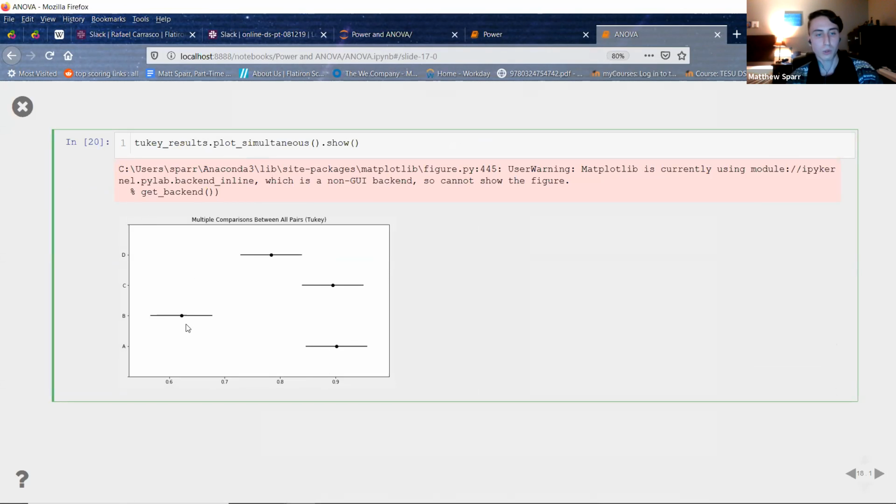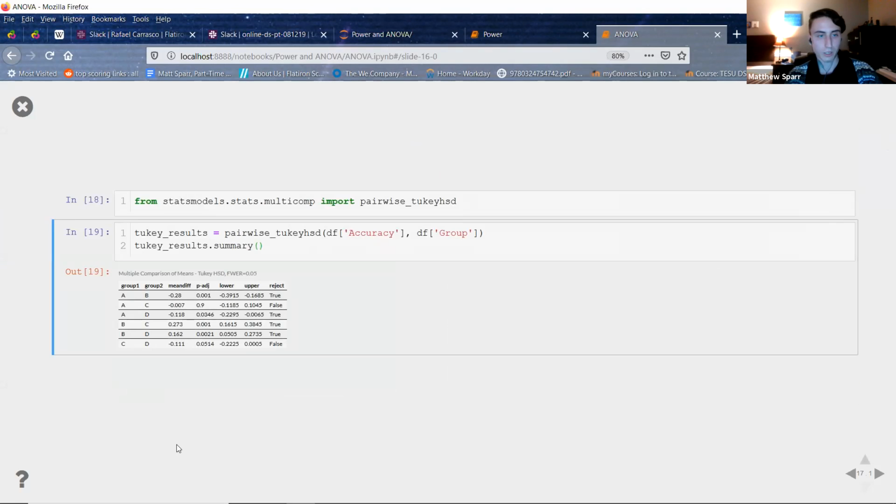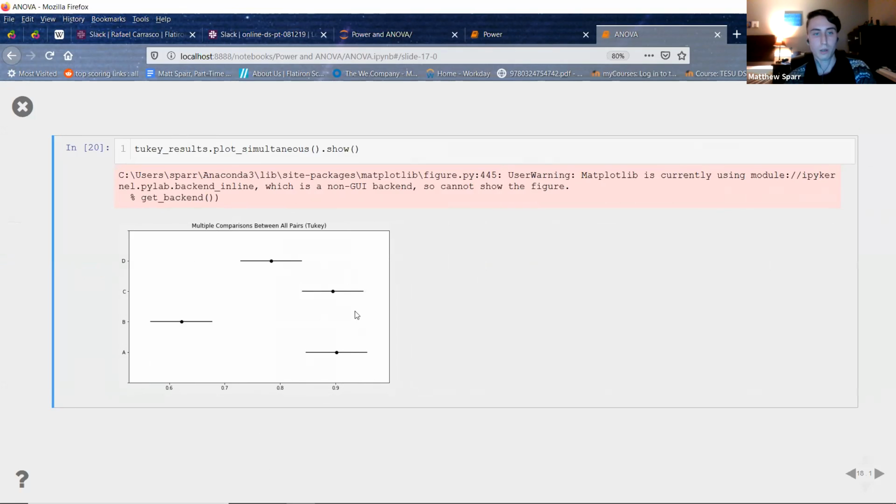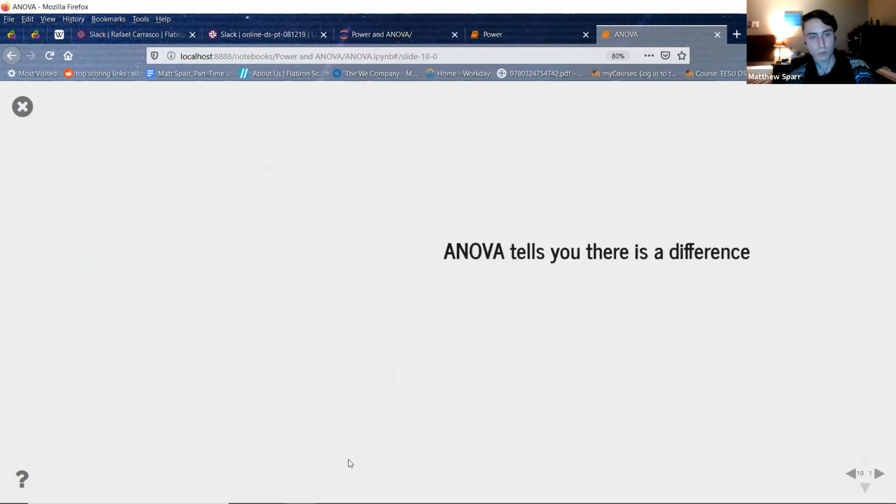So for example, group B was if they were given alcohol, so we can see that it's statistically different from all the other groups. And just to confirm that, we can go back up here. For B, all the ones that had B as one of the groups, we rejected the null, and there was a statistical difference there. So that's the simultaneous plot you can view off of your Tukey results.